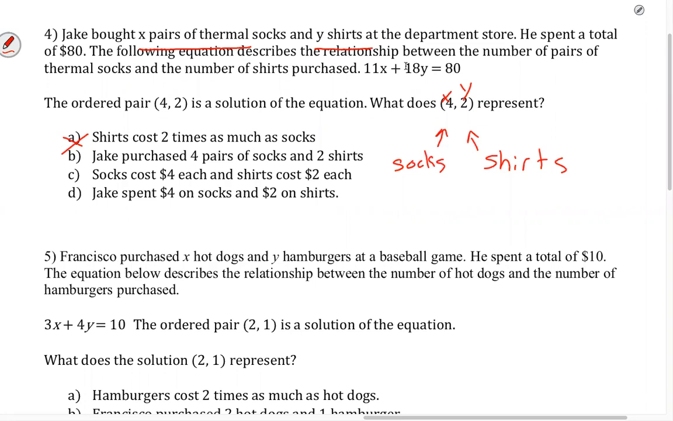Then B says Jake purchased 4 pairs of socks. Okay, I like that. And 2 shirts. I think that's it. It says socks cost $4 each and shirts cost $2 each. Well, that wouldn't make sense. Why would socks cost more than shirts? And Jake spent $4 on socks and $2 on shirts. That doesn't make sense.